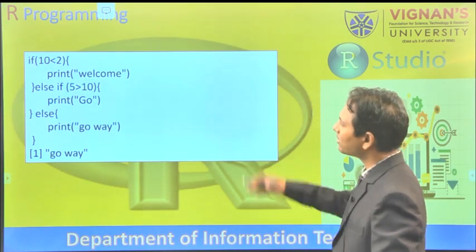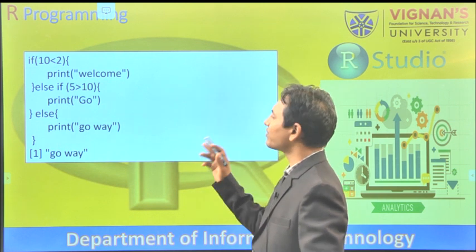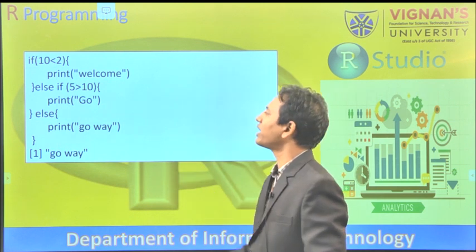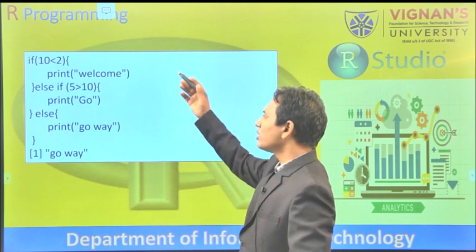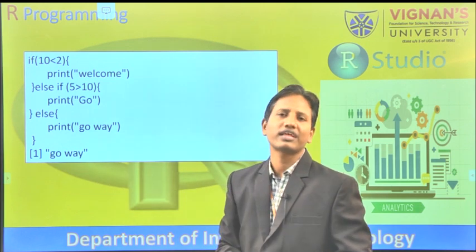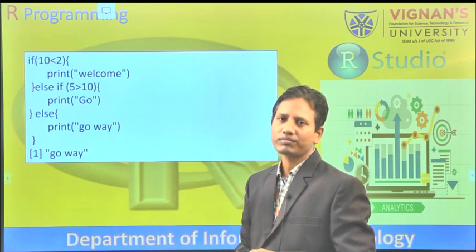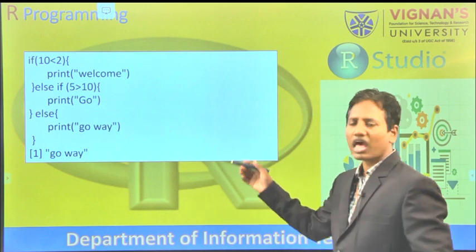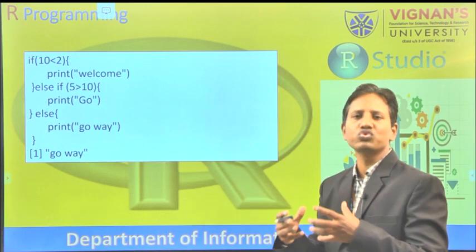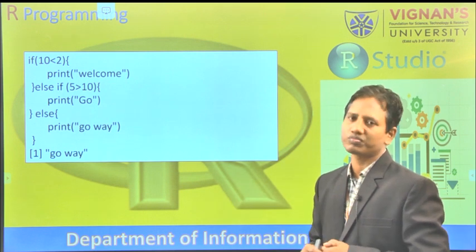Let's see another example. If 10 equal to 10 less than 2, then print welcome, else 5 is greater than 10, then go away. So like this, okay. So multiple conditions, we call it as if else ladder. Okay. Multiple conditions I can write down. Okay. Now we'll see how this is going to be used to develop the solution for this slot machine problem.